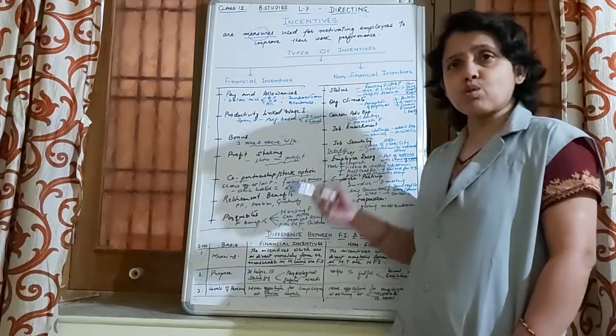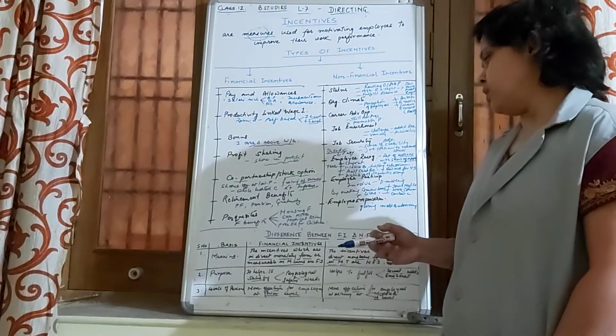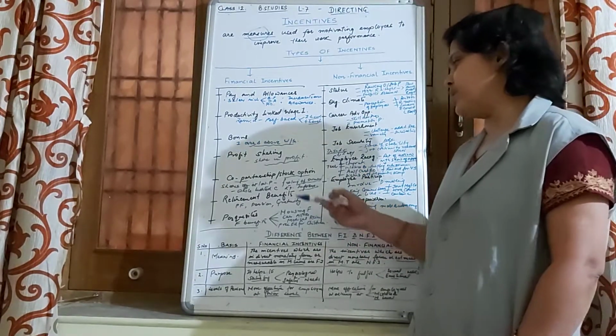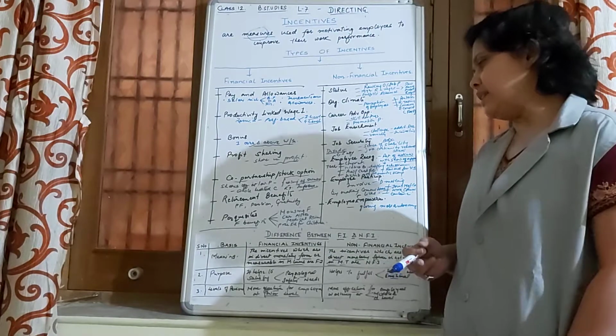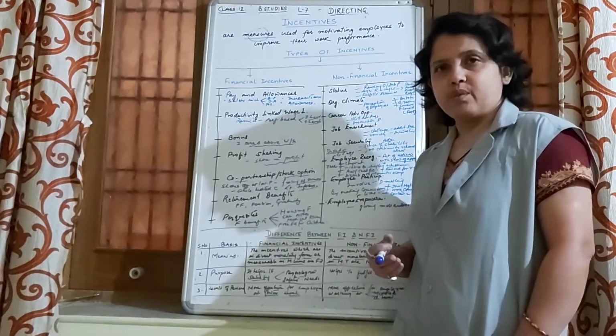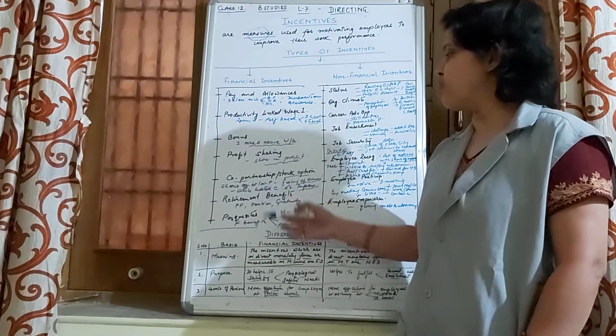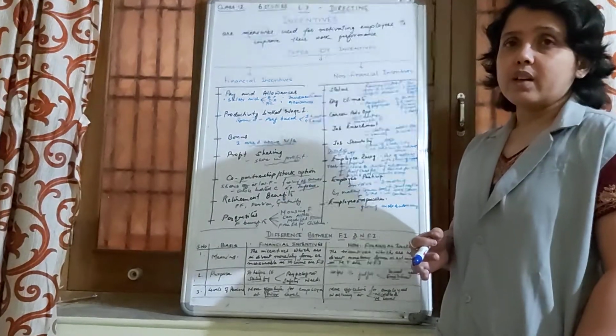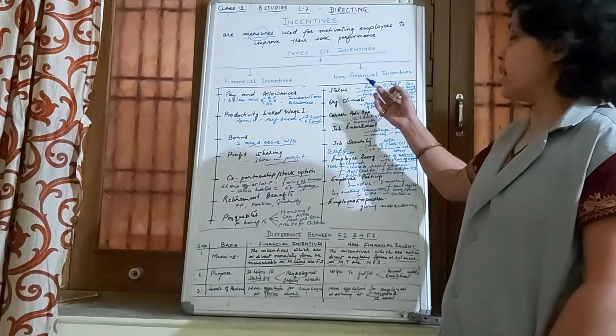So these are some types of incentives which are always in direct monetary form, and that is why we see that it has money value and it can be estimated in terms of money. That is why it is financial. Now we are moving on to another type of incentive.